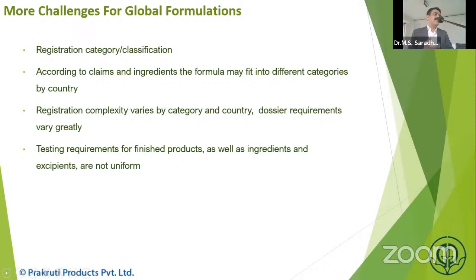It's not uniform. For example, in India, the microbial load accepted is up to 1 lakh for food products. For medicines, the TMC, TYMC load is accepted up to 5,000. When it comes to Japan, they want it only up to 3,000. So the limits will be country to country.